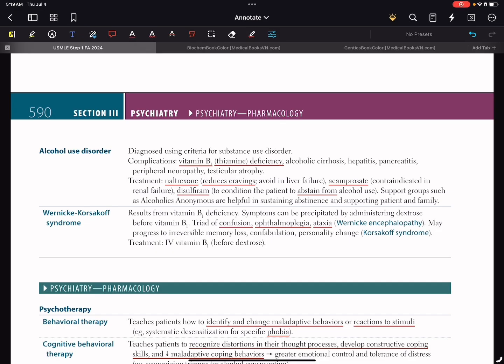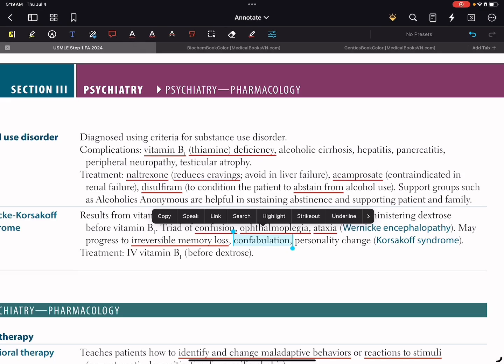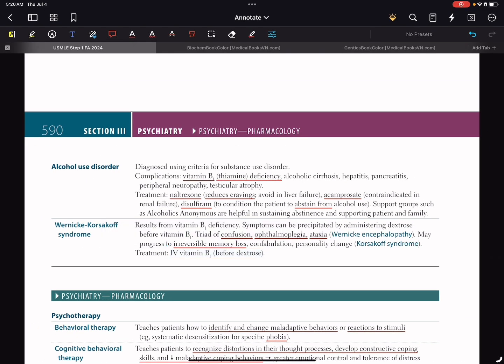Okay. Then Wernicke-Korsakoff syndrome results from vitamin B1 deficiency. Symptoms can be precipitated by administering dextrose before vitamin B1. So this is glucose. Okay, triad: confusion, ophthalmoplegia, and ataxia. Encephalopathy may progress to irreversible memory loss, confabulation, because they can't make new memories, so they make up stories, personality change, Korsakoff syndrome. Treatment is IV vitamin B1 before dextrose. So you have to give vitamin B1 first, because dextrose metabolism uses up vitamin B1. So a patient that already has vitamin B1 deficiency, when you give dextrose, will deplete the remaining vitamin B1, so he will have Wernicke-Korsakoff.